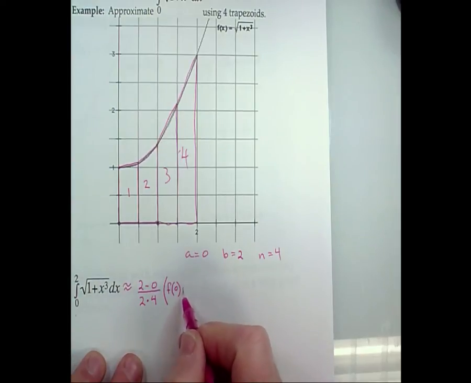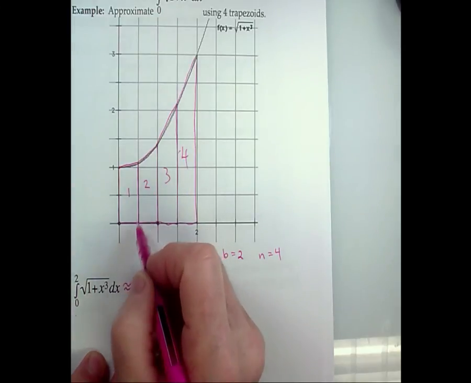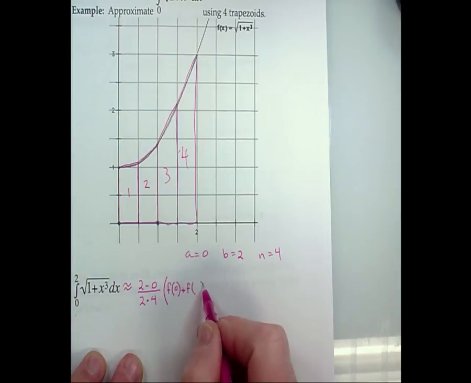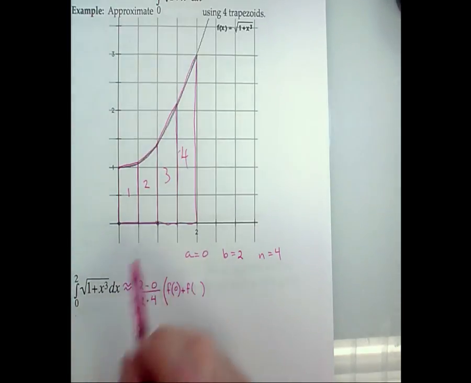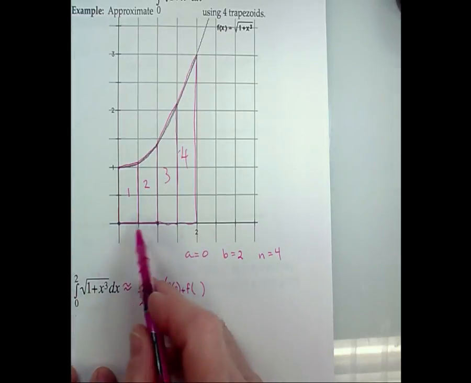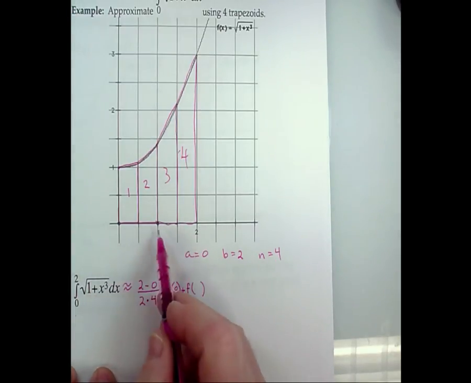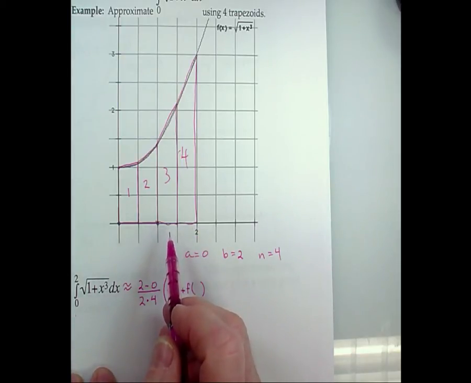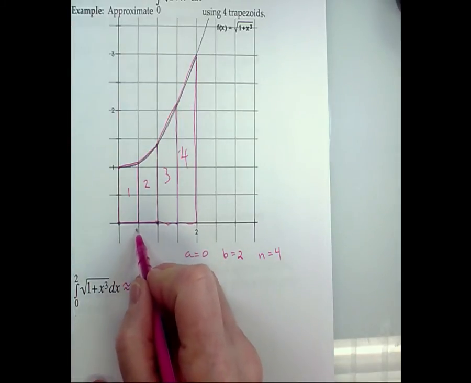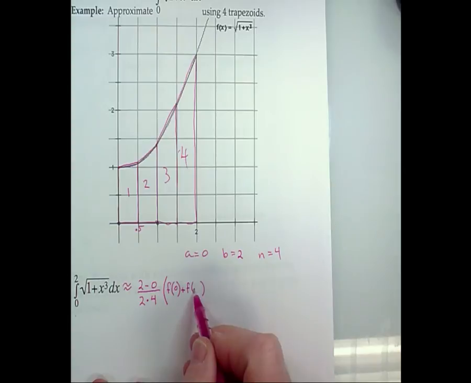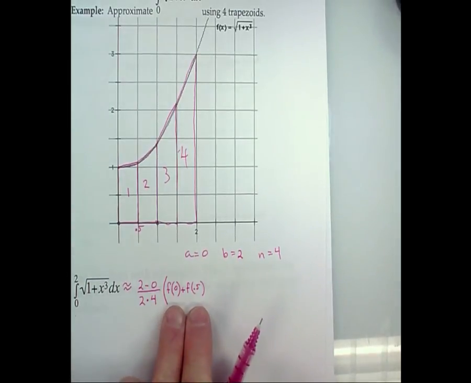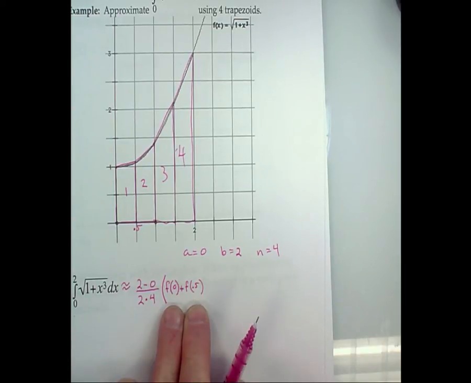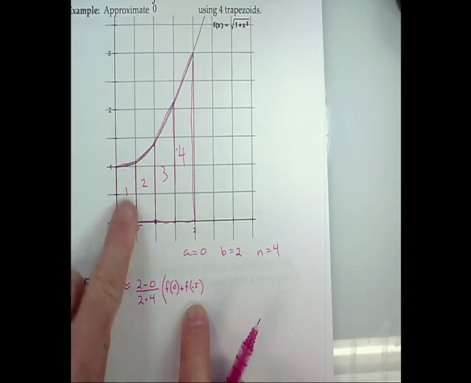And then I'm going to add this side, right? And that's going to be f of what? Well, it's a length of 2, but I cut it into 4 parts, right? 2 divided by 4 is what? 1/2. So this is 0.5. So I'm going to have f of 0.5. One trapezoid. Would you agree? This trapezoid right here.